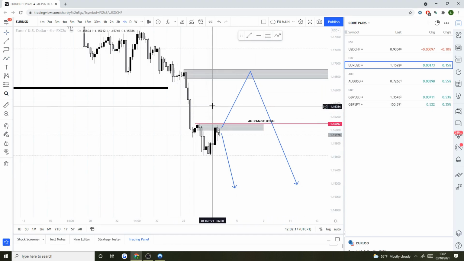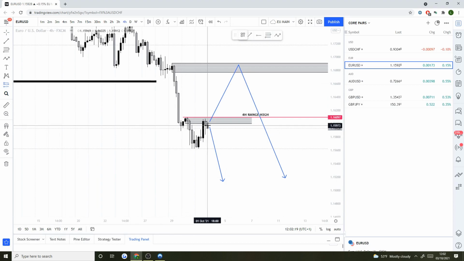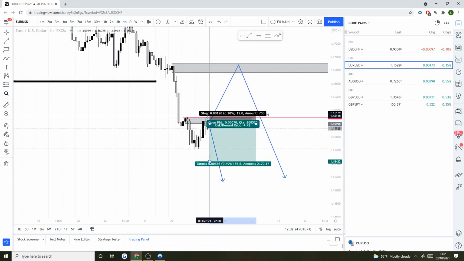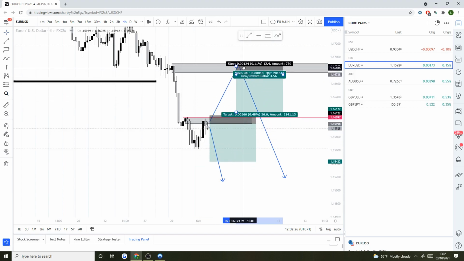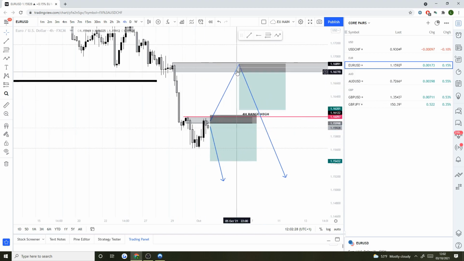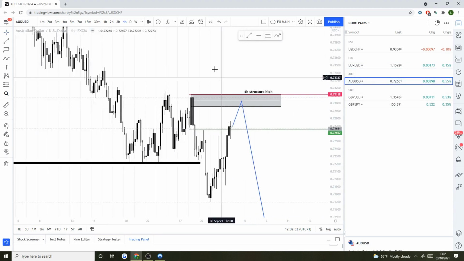So on EU, I'm basically looking at one of two options. I'm only looking for sells on EU right now, and I'm looking at sells out of there or sells out of here. And that's it for my EU forecast. Alright, so I'm moving on to AU.